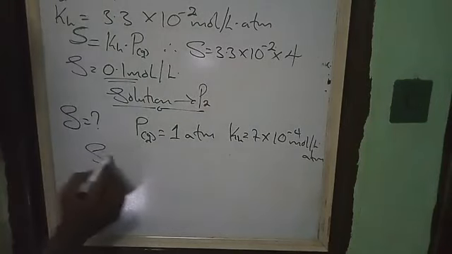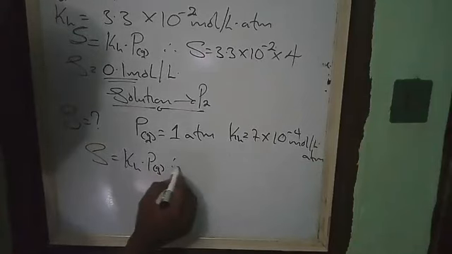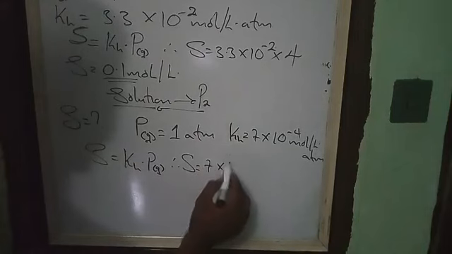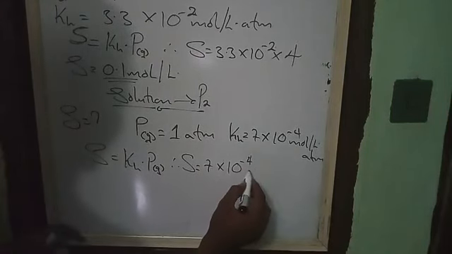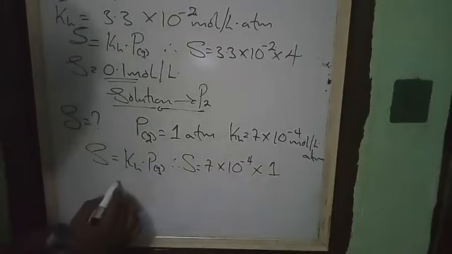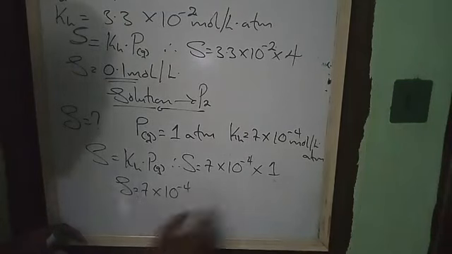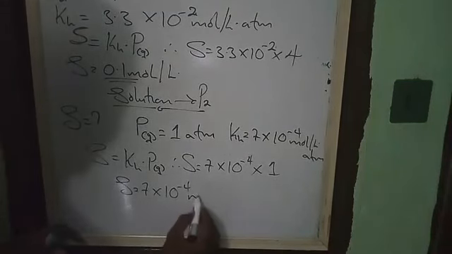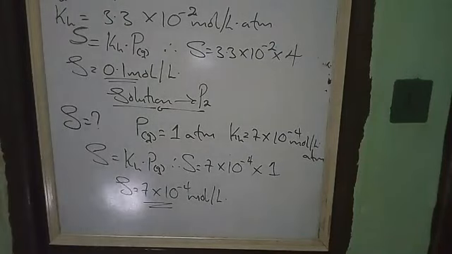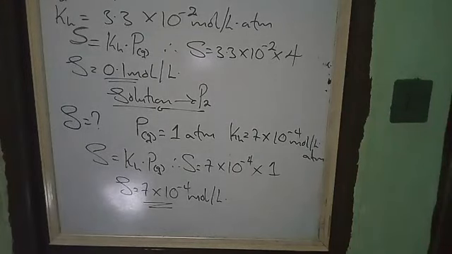So we know our formula is S equals KH times P of the gas. So our solubility will be equal to 7 times 10 to the power minus 4 times our P, which is 1. And that gives us a solubility of 7 times 10 to the power minus 4 mole per liter. Very, very straightforward. If you need more questions, you can reach me and I will help you with more questions.